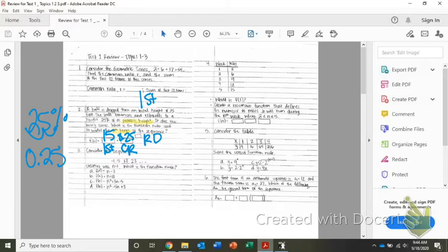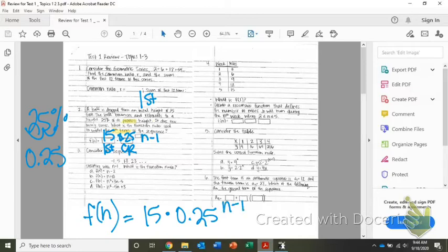And then our recursive definition is n minus 1. So I'm actually going to write this at the bottom where you have more room and you can see it better. F of n equals the first term, which is 15, times the common ratio, which is 0.25. And then to know the nth term of the previous heights, we have to use the recursive definition of n minus 1. Okay?